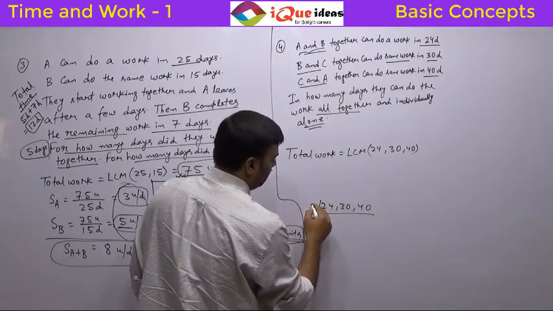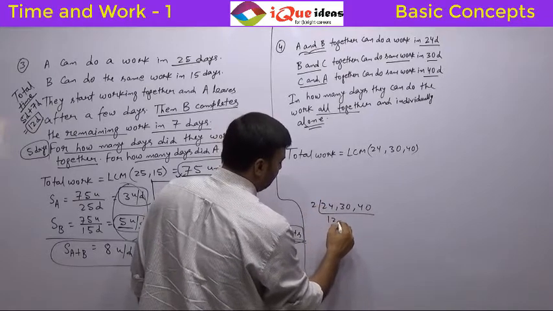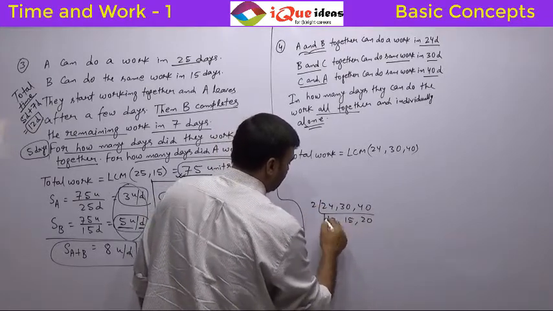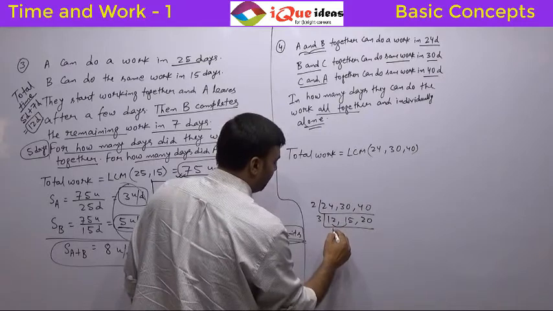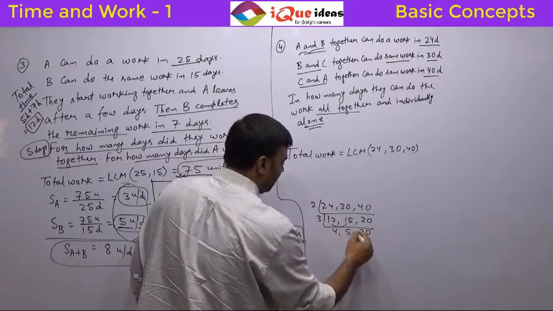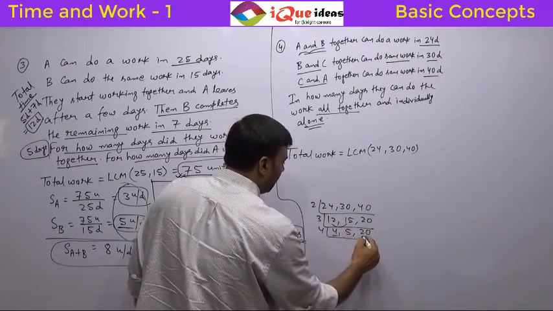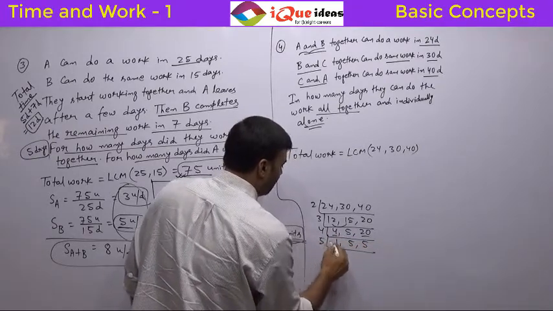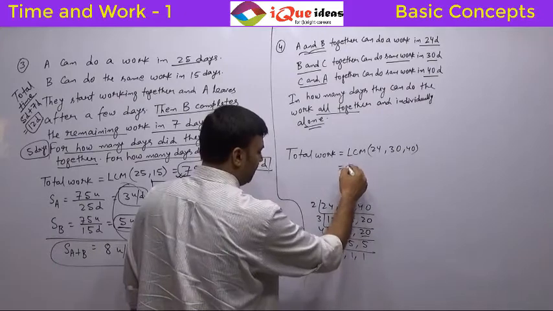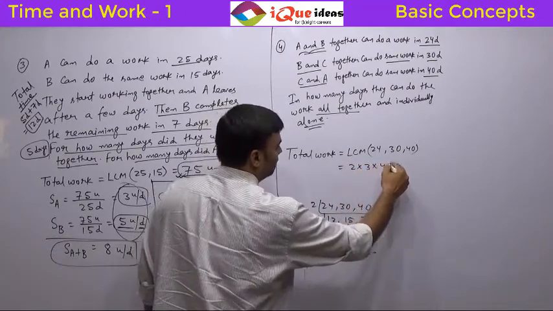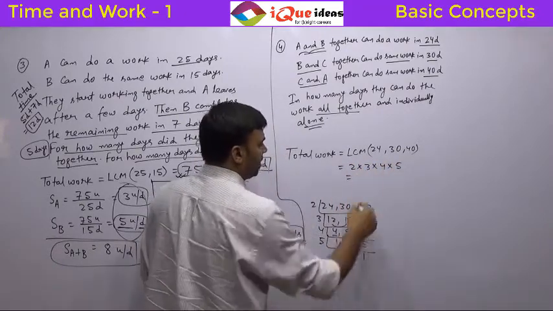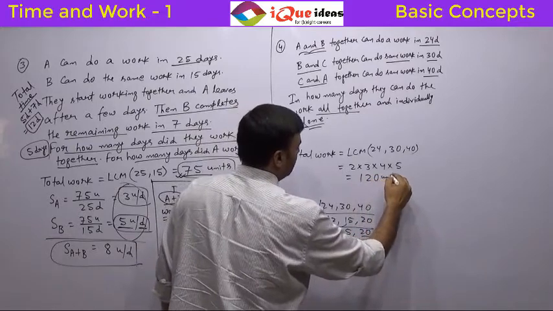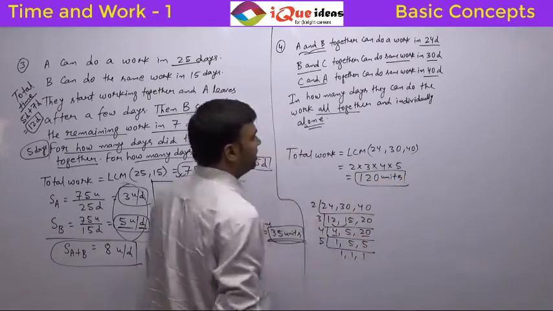2 common. So it is 12, 15, and 20. Then take 3 common from these two. So you'll get 4 and 5. This will remain unaffected. Then take 4 common from 4 and 20. You will get 1, 5, 5. And then finally take 5 common. You will get 1, 1, 1. So the LCM will be 2 into 3 into 4 into 5. Alright. So this is equal to 120 units. So we have got 120 units as the total work.